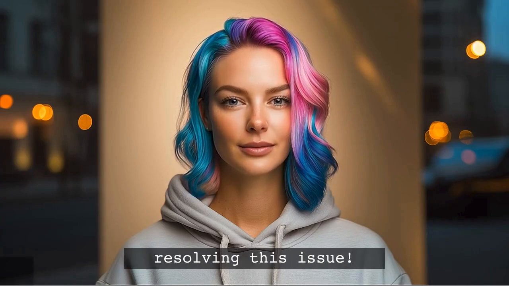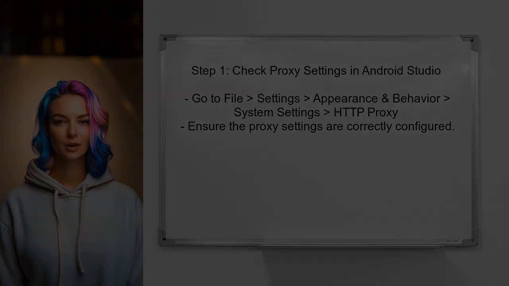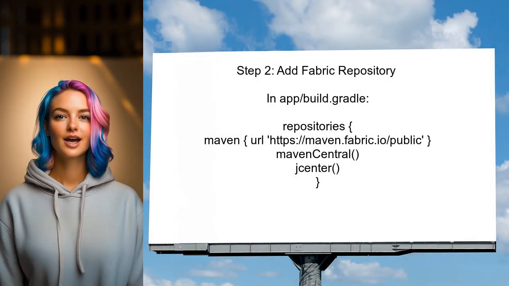your project built successfully. To resolve the issue with the dependency, the user should first check their proxy settings in Android Studio. This is crucial since the user is behind a proxy. Next, the user should add the Fabric repository to their project. This can be done by modifying the build.gradle file in the app module.